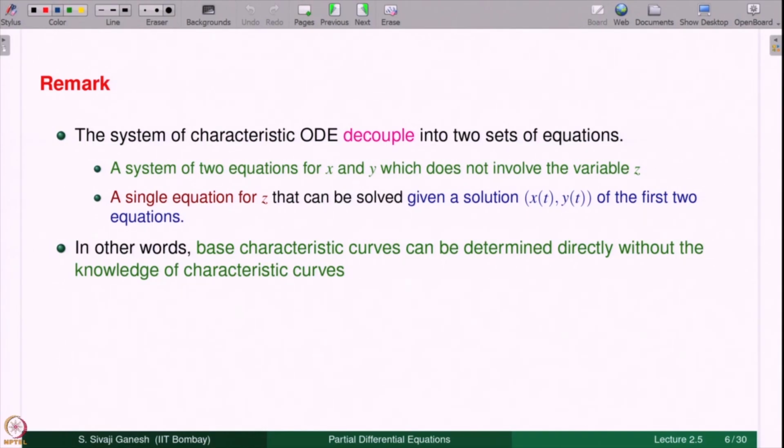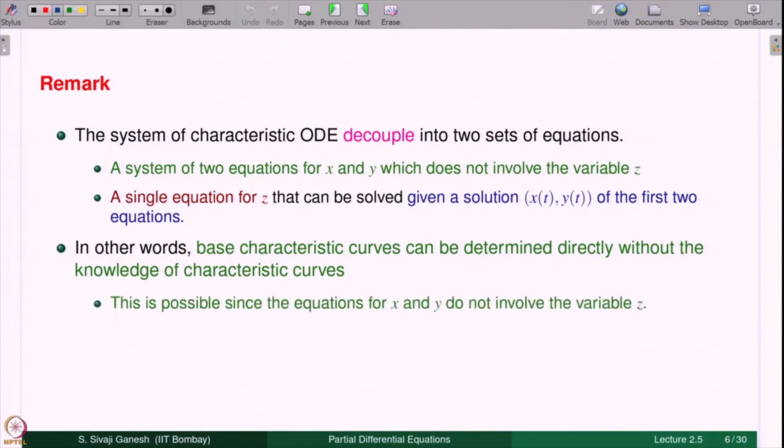In other words, base characteristic curves can be determined directly without the knowledge of characteristic curves. Remember, characteristic curves are the trace of the triple (x(t), y(t), z(t)). As t varies, the trace of this is a characteristic curve, and when you project it to the xy plane, you get (x(t), y(t)) as t varies. But here x(t), y(t) can be determined independent of z(t). Therefore, we say base characteristic curves are determined directly without the knowledge of characteristic curves. This is possible since the equations for x and y do not involve the variable z.